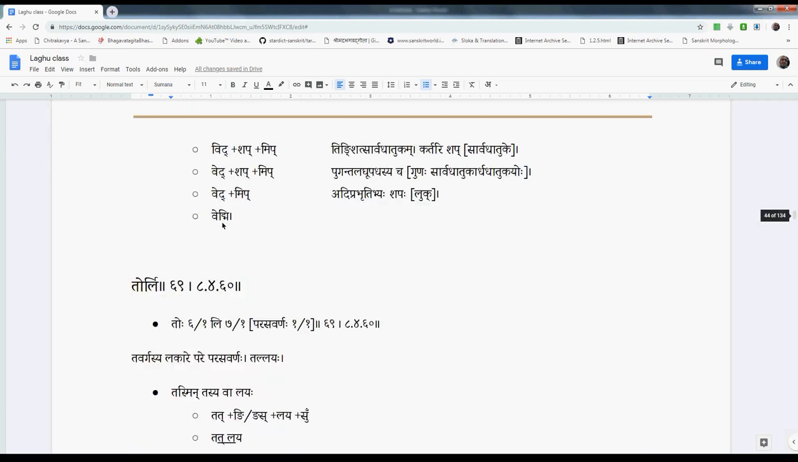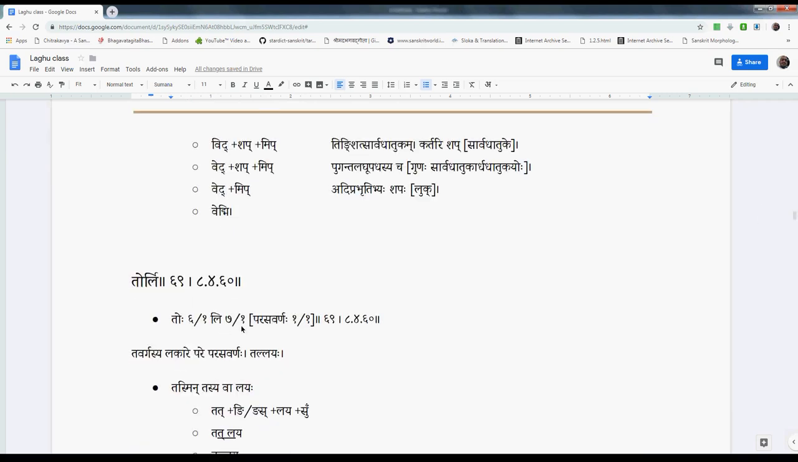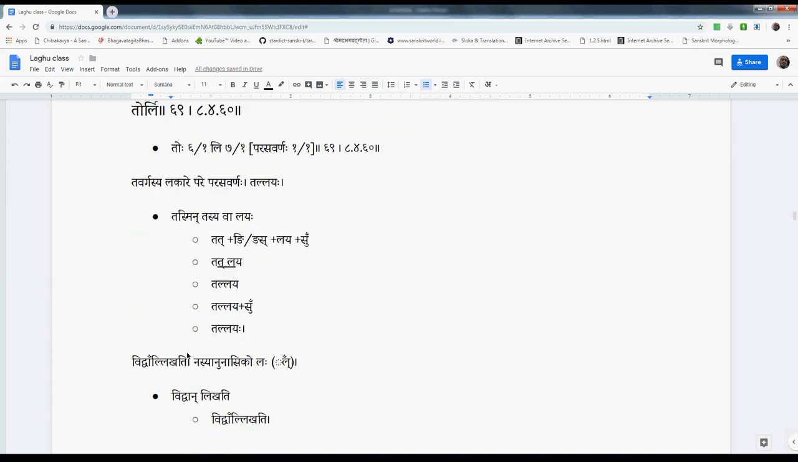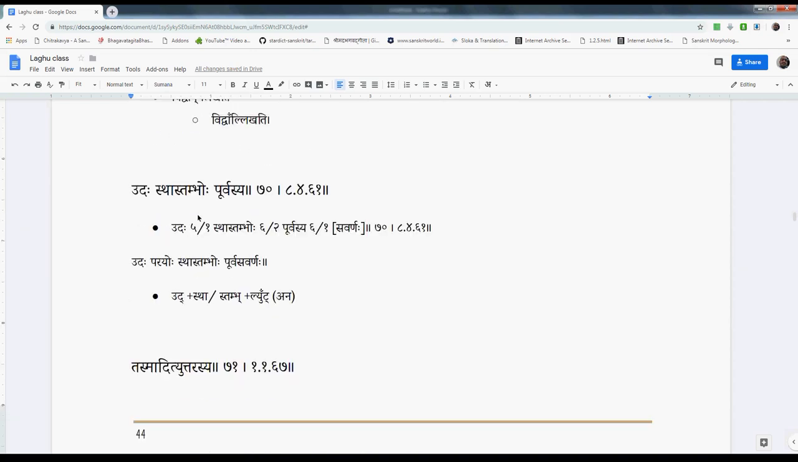These are all important sutras. Torli again. Toh li parasavarnah. Parasavarna is the adesha. So tavargasya lakaare pare parasavarna: tat laya becomes tallaya. Depending on whether it is a lakara, you can get vidvan likhati. Nakara, which is a varga panchama, will take lakara adesha. What kind of lakara? A nasalized lakara. So in vidvan likhati, the lakara becomes nasalized.